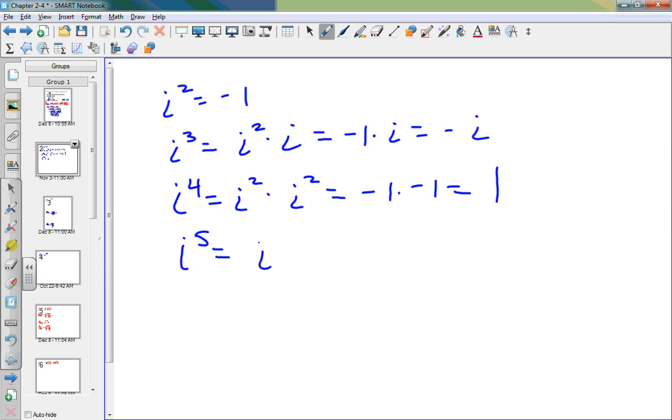i to the 5th is going to be i to the 4th times i. What did we just calculate i to the 4th to be? 1. So this is going to be 1 times i, which is going to be i. So your possible answers are going to be negative 1, negative i, 1, i. Yes, there's a pattern. Does anybody here want to memorize the pattern? I don't. Do you? If you do, you're nuts.